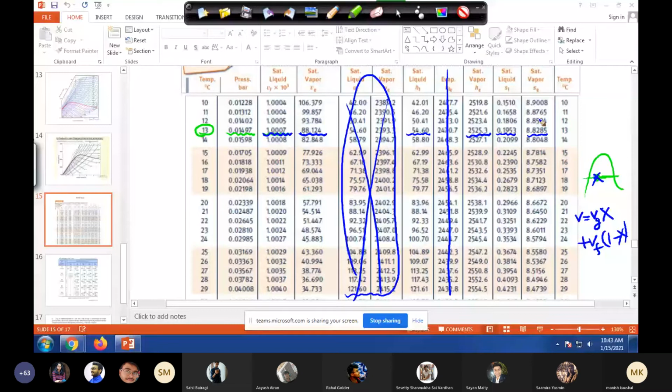So either you can use this tabular form or you can use the various diagrams. In the exam, either I will give the diagram or I will give you this steam table chart. So you should know how to read this. There is another way. Oh, someone's microphone is on. Okay. So is it clear, Sahil, how to read these tables, more or less?